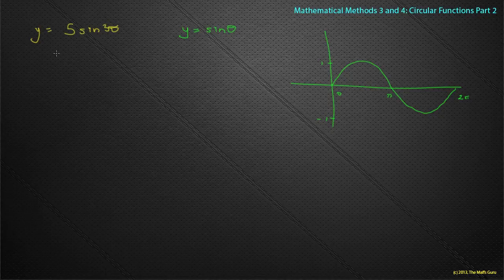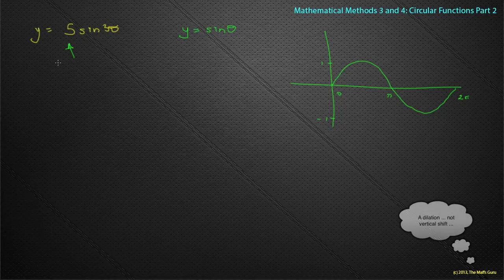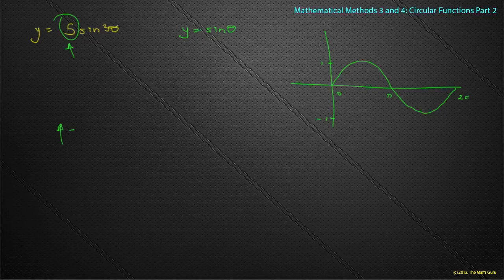So what do we reckon this is? Well, we've seen this number before. Any number in front seems to be a vertical shift or a dilation away from the x-axis, and that's exactly what this is as well. This 5 tells us that this graph is going to be dilated by 5 units away from the x-axis.